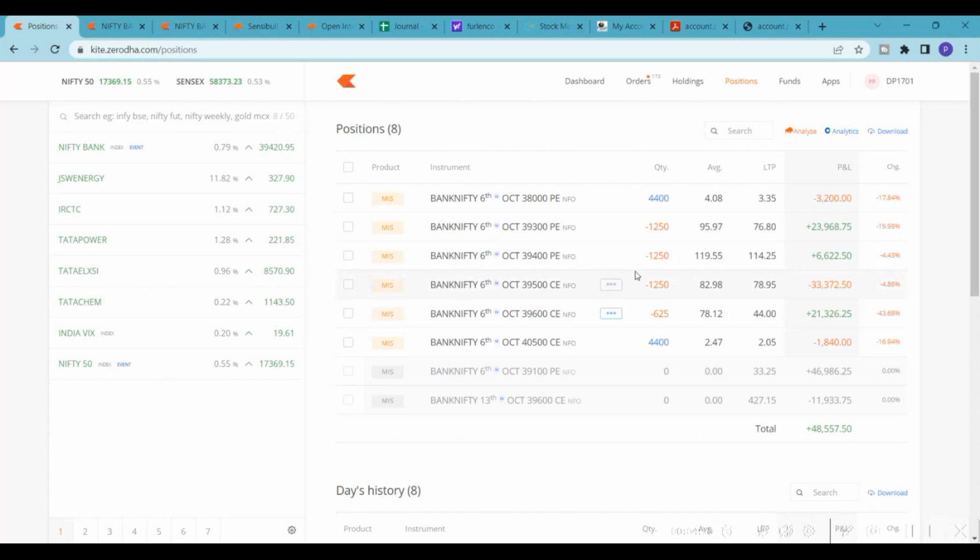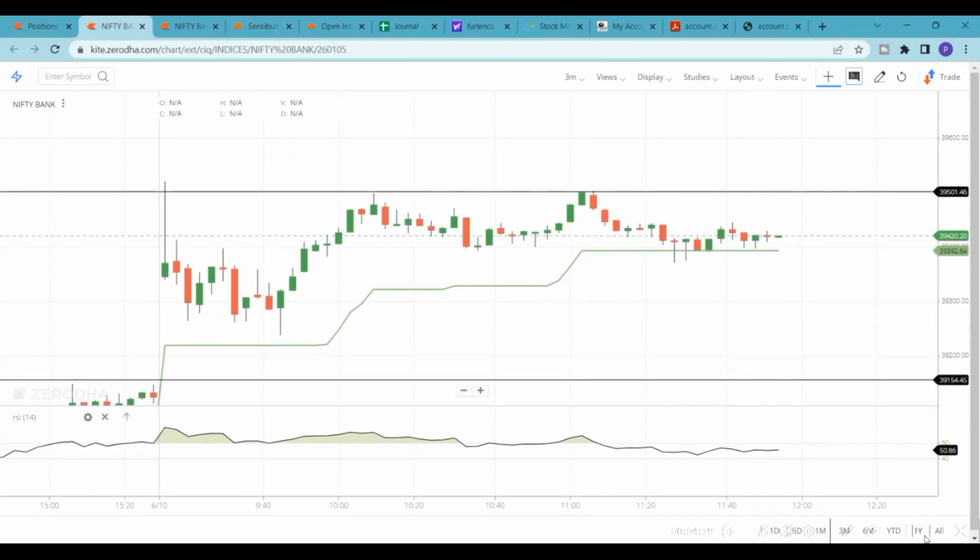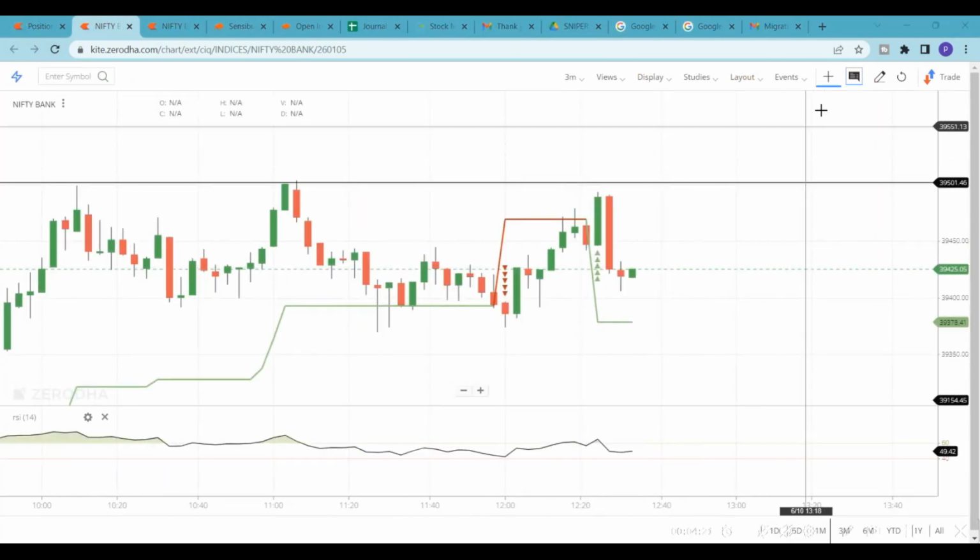If I had not done the initial mistake of going bullish, I would have made a very good profit, but then it's okay, fine. Bank Nifty has reversed back and it has also given me the theta decay.